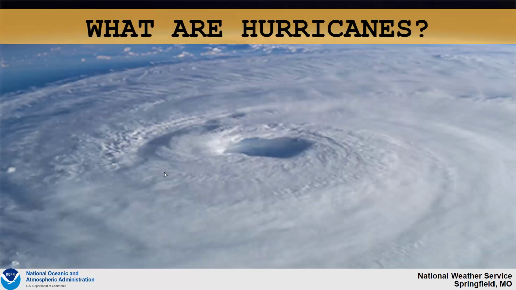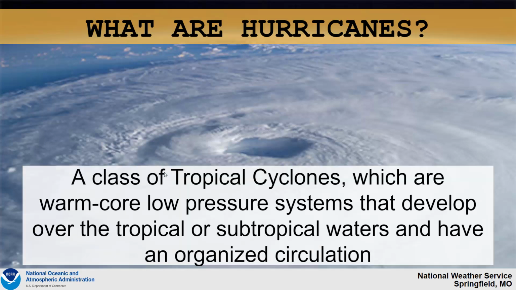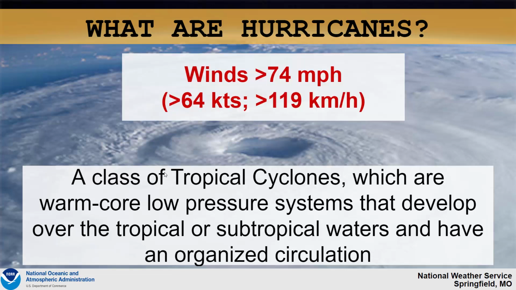We're going to start off with how we start off almost every Weather Unlocked by simply defining what hurricanes are. Now, hurricanes are a specific class of tropical cyclones. Now, I'll get into what I mean by a specific class soon. Hurricanes and tropical cyclones are warm core low pressure systems that develop over the tropical or subtropical waters, have an organized circulation, and have sustained wind speeds of at least 74 miles per hour.